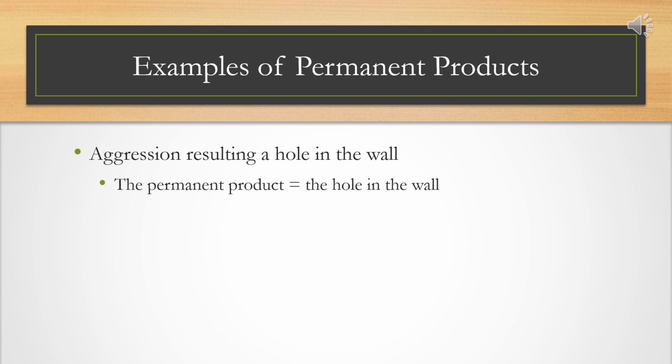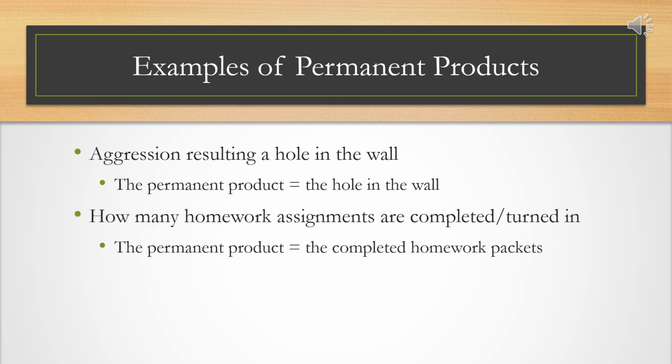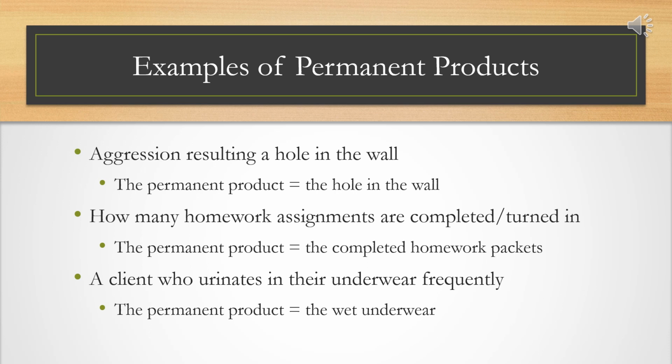In regards to academics, you may consider things such as the number of homework assignments or homework questions completed. This is a permanent product because you are not assessing the client taking steps to complete each individual question, but instead are focusing on the permanent product of their work, which in this case is the finished homework assignment. And then finally, wet underwear is another example of a permanent product. This would be the result of the client urinating in their pants instead of in the toilet.